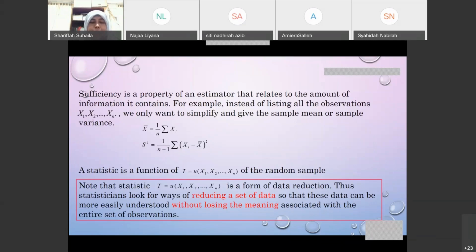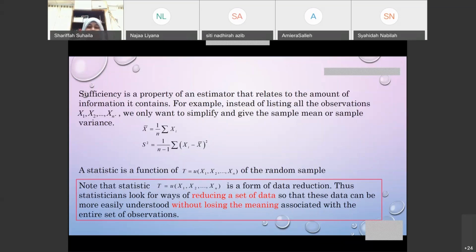So again, the term statistic. When we mention statistic, it is a function of your random sample. For example, let's say we denote a statistic using the symbol T, where T equals u(X1, X2, Xn). That means the term is in terms of a function. So X bar is a function of your random sample X1, X2, Xn: X bar is 1 over n summation Xi. The same thing goes for your S square, your sample variance. It is also a statistic, which is a function of the random sample.